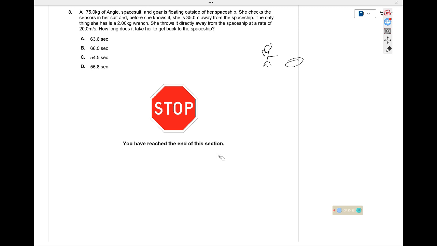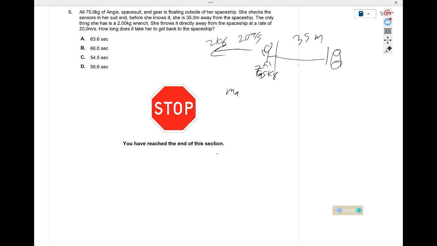So she turned around checking her suit, and before she knows it, she's now 35 meters away. So what she does is she takes this wrench and she throws it this way. A 2 kilogram wrench, and she throws it that way at 20 meters per second. Well, as she's floating, so here she has 65 kilograms, or 75 kilograms, right? So watch what's going to happen then.